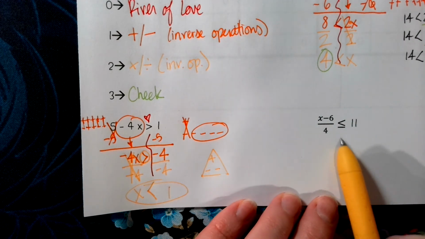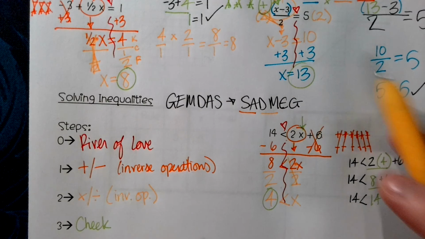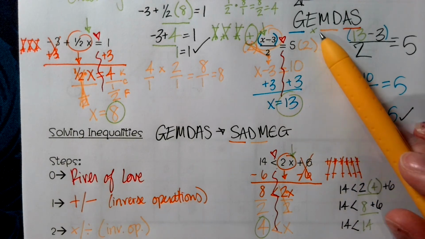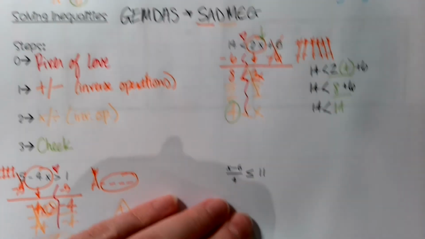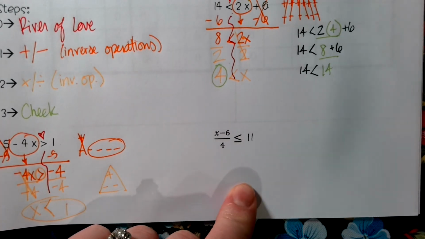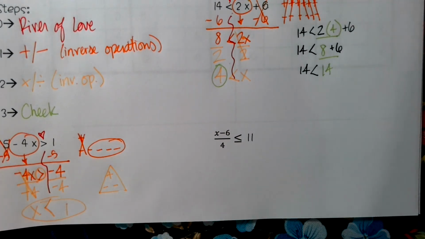I want you guys to try this last one on your own. You're going to solve it the same way that you did up here. Remember, save that grouping for last. We're doing SAD Meg. We're doing GEMDAS backwards. Pause the video, try this one on your own, and I'll get back with you in just a minute.